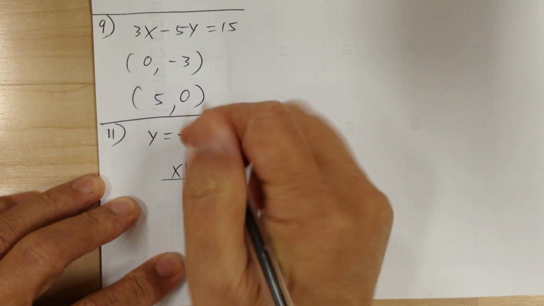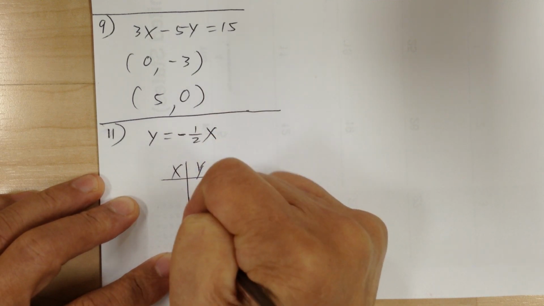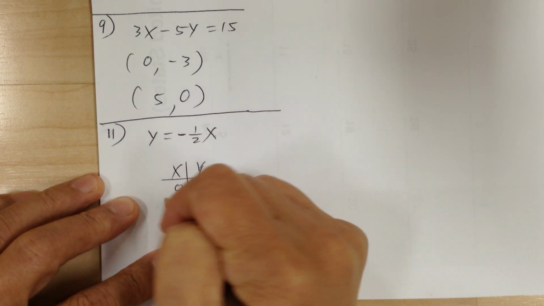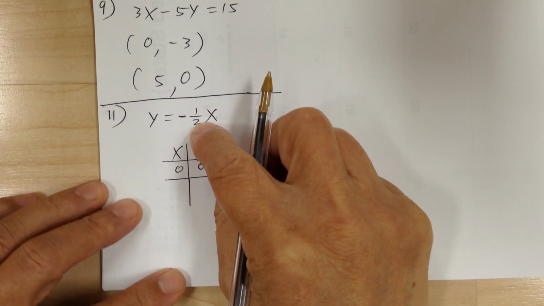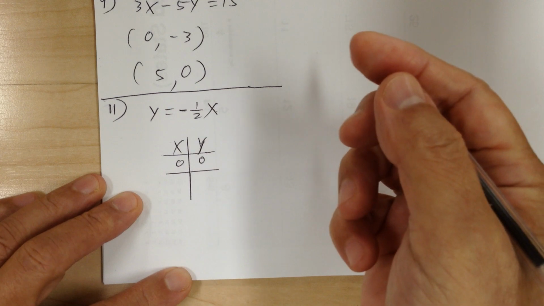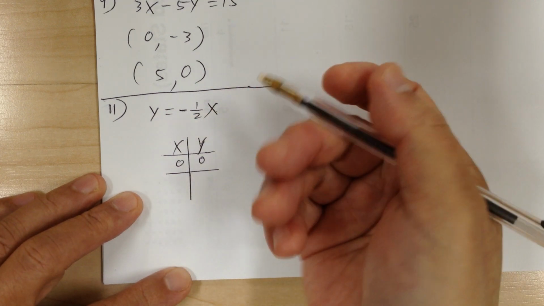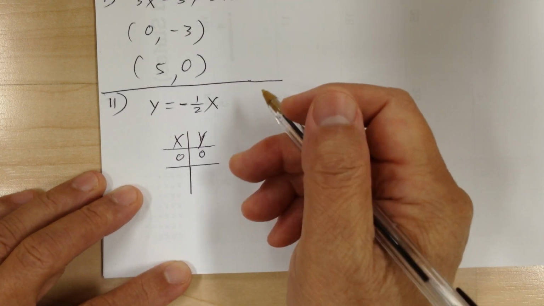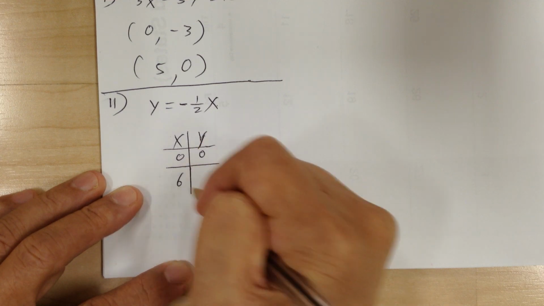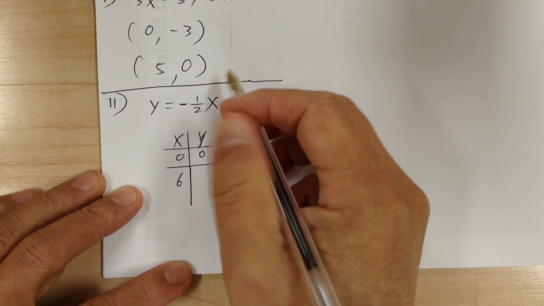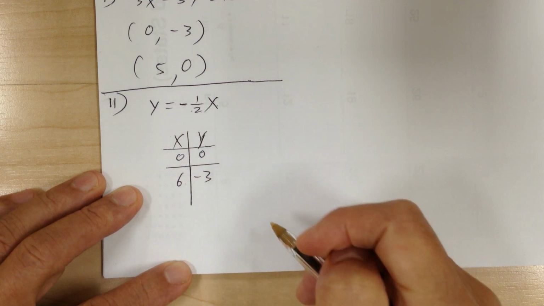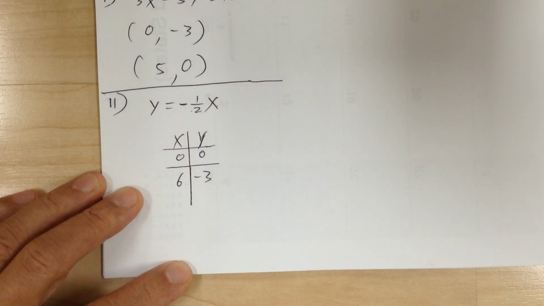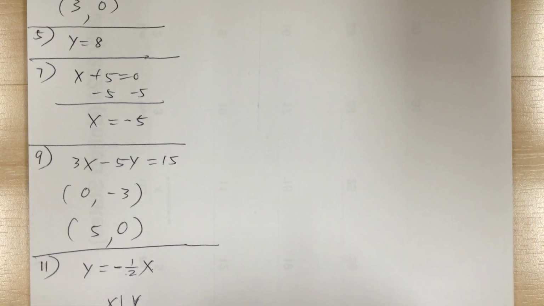You can choose the x and the y. If you let x equal 0, then y will equal 0, right? Now, because the denominator is 2, you want to choose an even number. You can choose any even number. Let's say you choose x equal to 6, for example. So -1/2 times 6 will give you -3. Again, you can choose any even number and just get points. Then let's go to the graph.